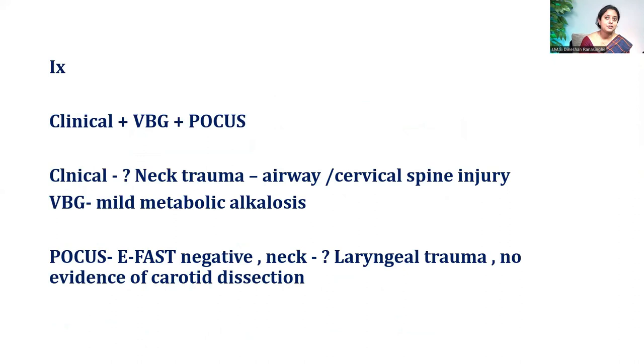Well, it could be ARV and cervical spine injury. And we did a bedside scan. The EFAST was negative, but for the neck, we can do the musculoskeletal scan and assess for trauma. So we had a doubt whether it's possible laryngeal trauma. And always, if there's a neck trauma, you have to rule out blunt carotid dissection. So we couldn't find any evidence, but this was a bedside scan.